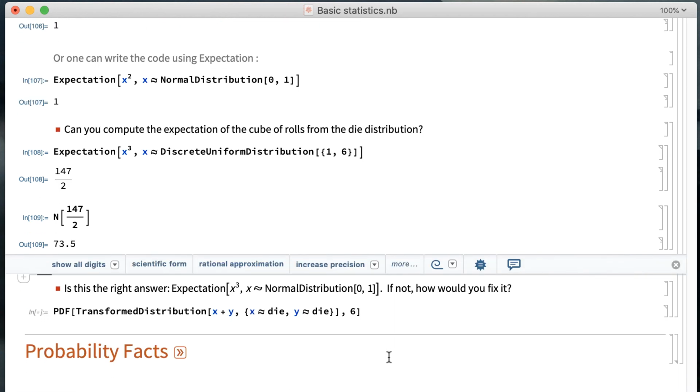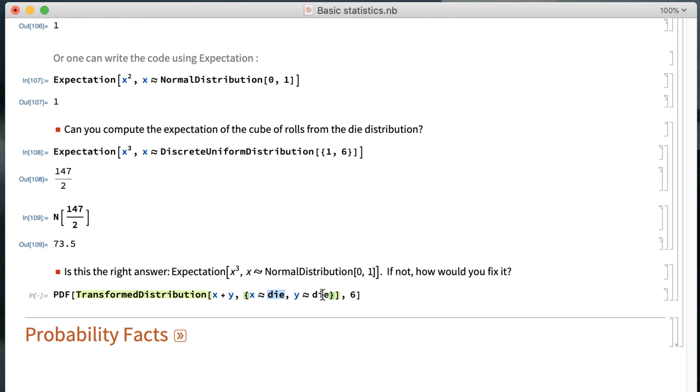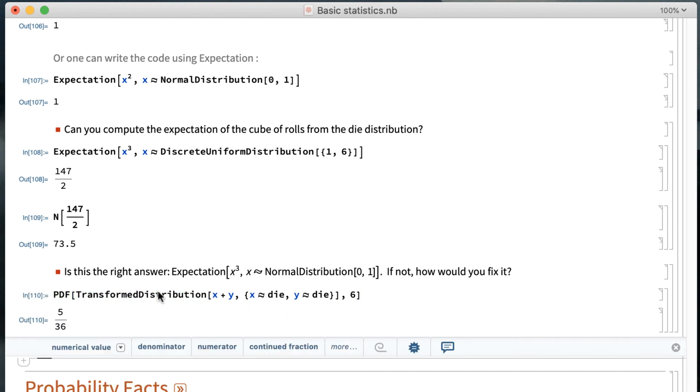Okay? Here's another thing I could do. I could ask, what's the PDF of we take two distributions? One's a die, the other's a die, and we add them together. So this is like if anyone still plays Monopoly, you have two die, you roll them, and you go as many spaces as the sum of those two die. And so let's see what the probability is of getting a 6, and it's 5/36, and we could do lots more with that, but I will leave that as an exercise for you.